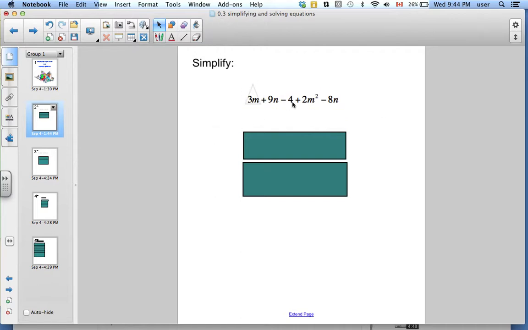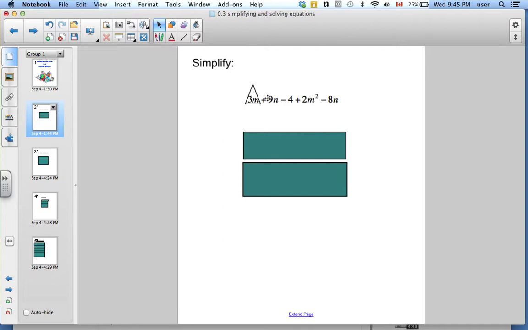I'm going to look down the line and see if there is anything else with an m in it. Well, these don't have m's. 2m squared has an m. The only difference is there's a squared there. It has a power, so we can't group it together, can't call it a like term, because it has a power. So it's different. It's its own type of term.